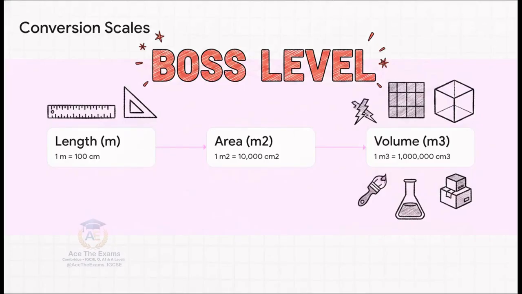Here is the boss-level trap that catches out even top-tier students every single year. Scaling up from a linear length to an area and then to a volume actually requires you to square or cube the conversion factor. We all know 1 meter is 100 centimeters. That's basic. But 1 square meter is not 100 square centimeters. It's 100 squared, which is 10,000. And for volume? That's right.